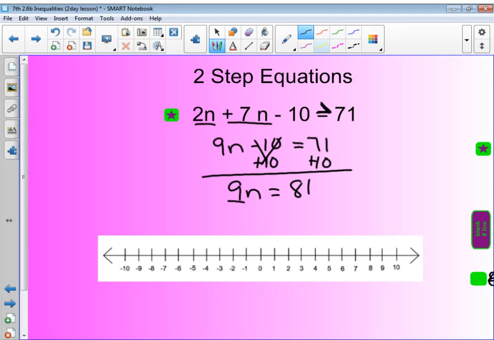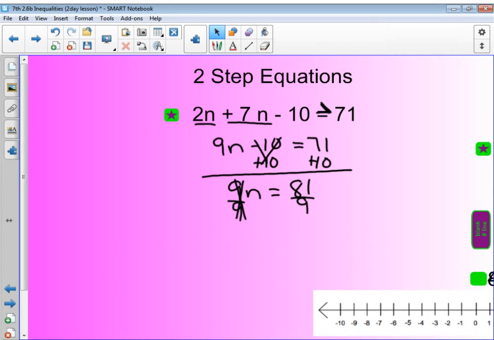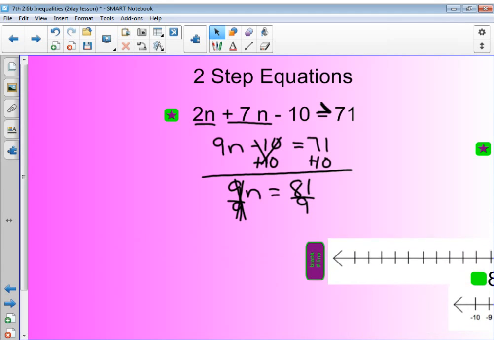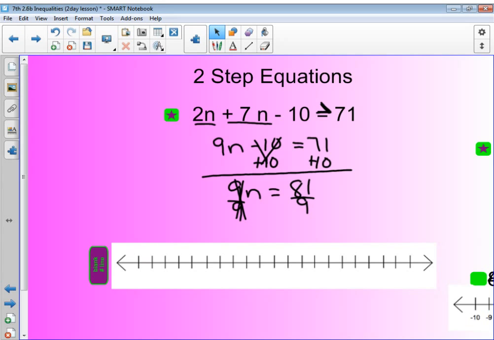Now we'll divide by 9 to get it away from the n. Instead of the earlier number line, I'm going to use a blank one, because the answer I get will work for that other one, but sometimes I need bigger numbers. So here, 81 divided by 9 is going to give me 9.